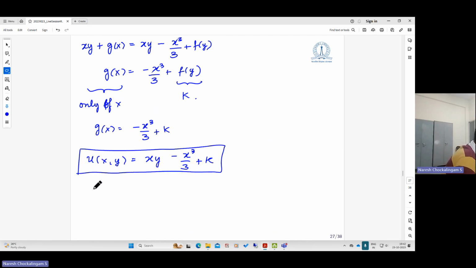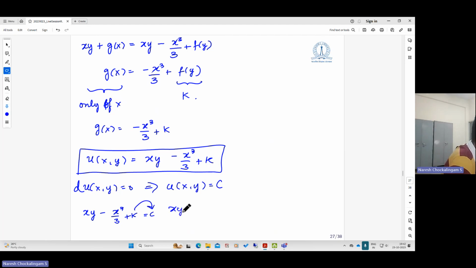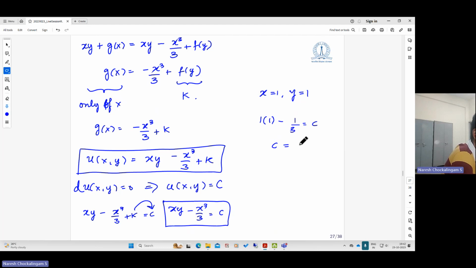But what is the solution that we get? The solution is du of x comma y is equal to 0, which means u of x comma y should be a constant. So set xy minus x cubed by 3 plus k equal to some constant. So this k can get into this. So you get xy minus x cubed by 3 is equal to some constant. What is given? They are given that when x equal to 1, y is also equal to 1. So let us evaluate what this constant is. We get 1 minus 1 by 3 is equal to c. So the constant c is nothing but 2 by 3.